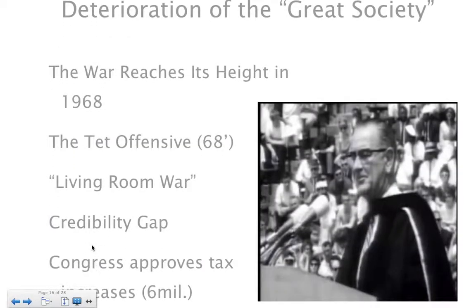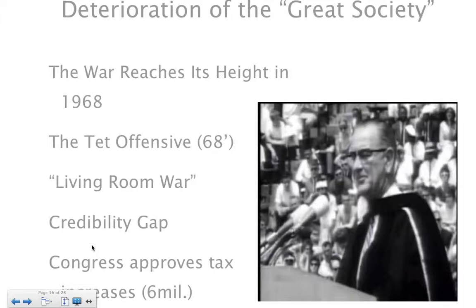Okay, so again, we look back at LBJ's Great Society. The war will reach its height in '68. The Tet Offensive will occur, and that will be known as the turning point of the war. The Tet Offensive, again, creates disbelief in the American public, in America's government, which had determined that we are winning the war and are going to end the war and win the war ultimately.